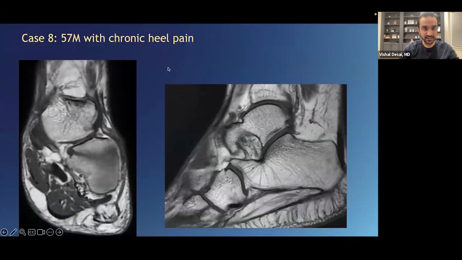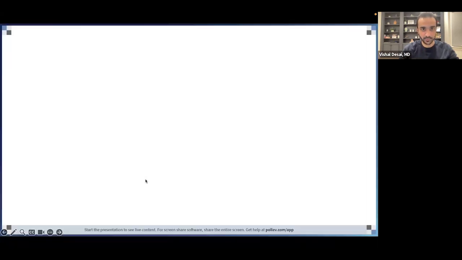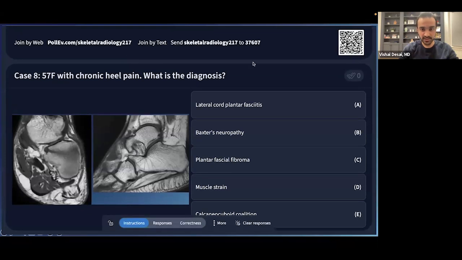Okay, case number 8, 57-year-old male with chronic heel pain. Kind of highlight the area we're focusing on. And move on to the question. So what is the diagnosis? Lateral cord plantar fasciitis, Baxter's neuropathy, plantar fascial fibroma, a muscle strain, or a coalition?